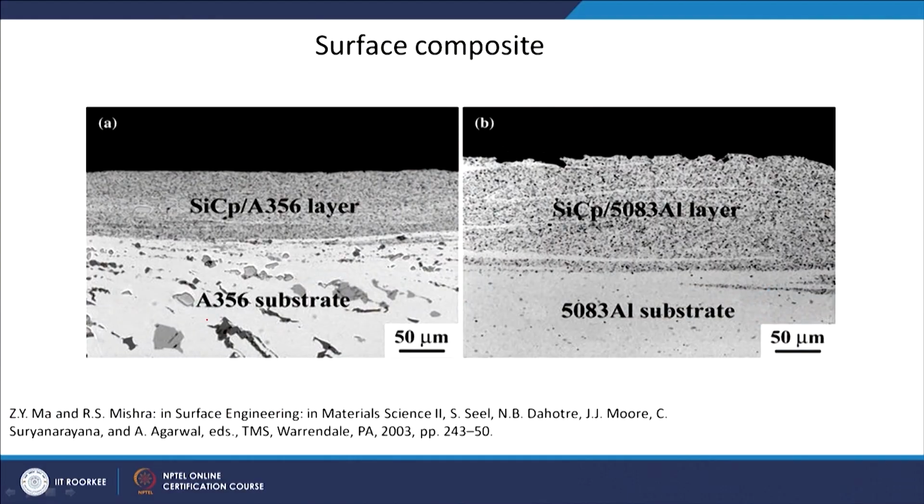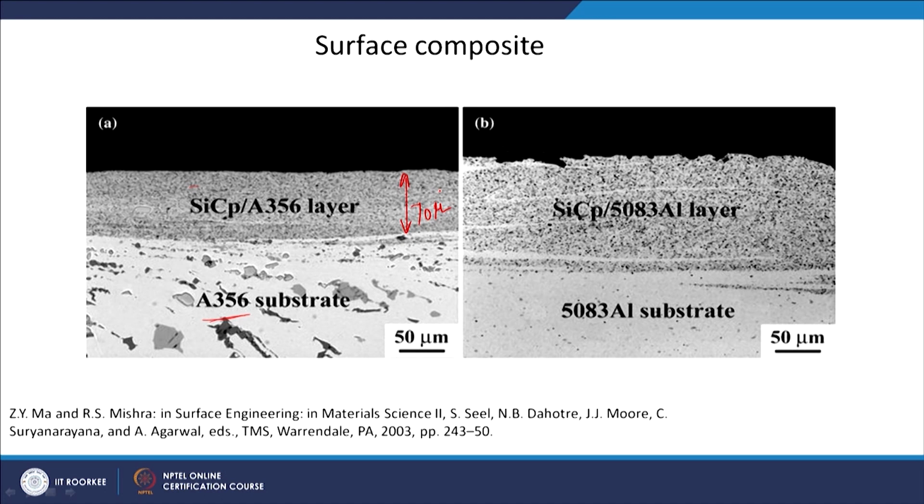So, all these silicon carbide particles will be distributed throughout the matrix, and that will give you a hard surface and maybe a ductile or tough inner material. For example, this is an A356 aluminum alloy in which silicon carbide particles are introduced on the surface. This 50 micron is the scale. So this may be around, let us say, 70 micron thickness of the layer in which you have introduced silicon carbide particles.